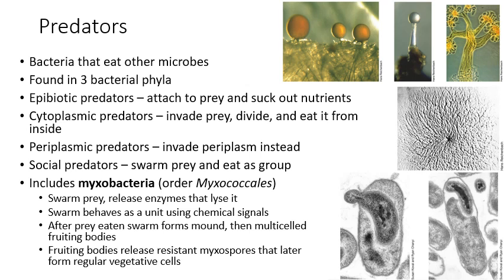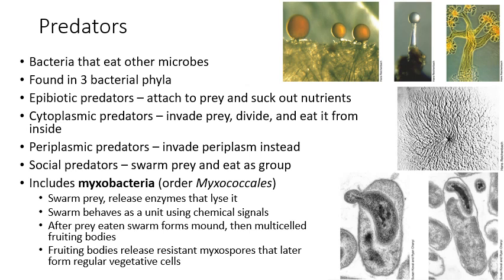Then you have paraplasmic predators that would prey on gram-negative bacteria. They're pretty similar to the cytoplasmic predators, but instead of actually going inside the cell membrane, they would just get through the cell wall and stay in the periplasm, divide in that periplasm, and eat the prey cell from there. Finally, you have social predators that will swarm their prey in a group and eat it all together.